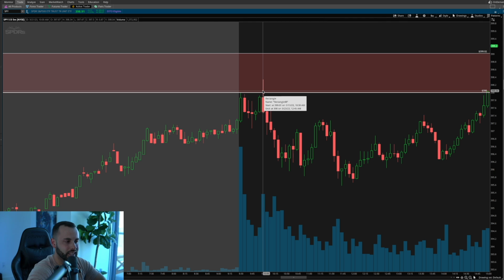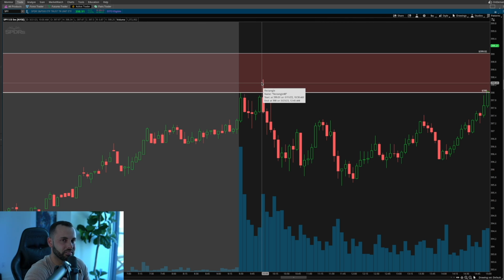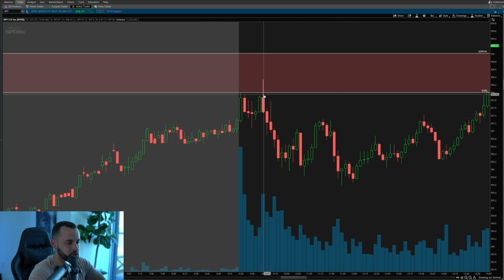We got a push back into it. We had a little bit of a candle above, but I waited for that 5-minute close. I wanted to see if that 5-minute would close back below, and surely it did, right? So a major rejection on that 5-minute candle at that 398 level.